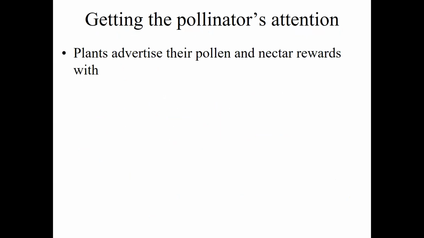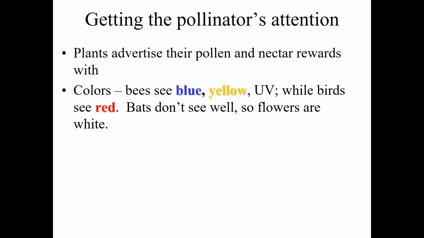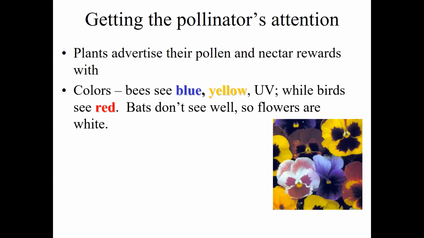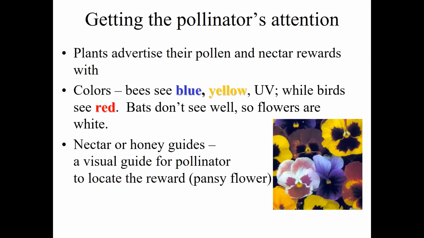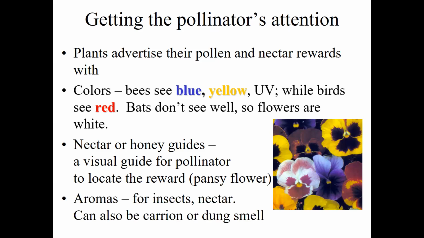Getting the pollinator's attention: plants advertise their pollen and nectar rewards with colors. For example, bees see blue, yellow and UV, while birds see red and yellow. Bats don't see well, so flowers are white. Nectar or honey guides are another clue for advertisement, a visual guide for the pollinator to locate the reward, for example, in the pansy flower. Aromas attract insects, and the smell can also be of carrion or dung.